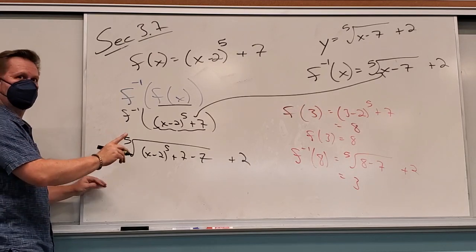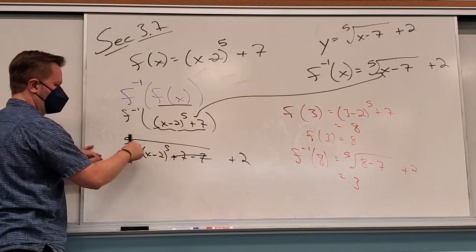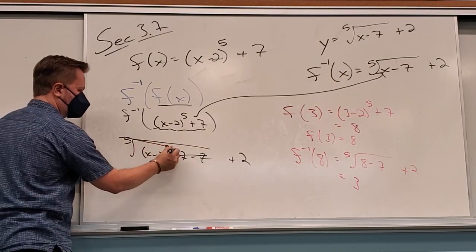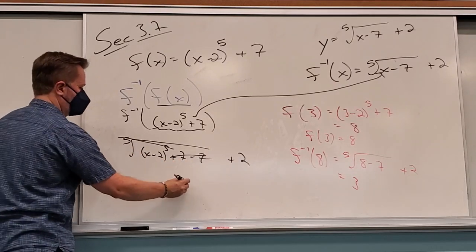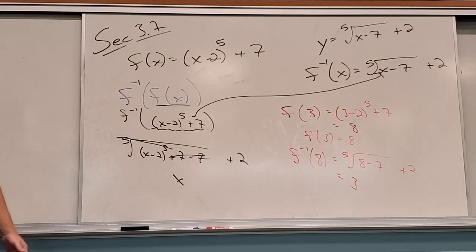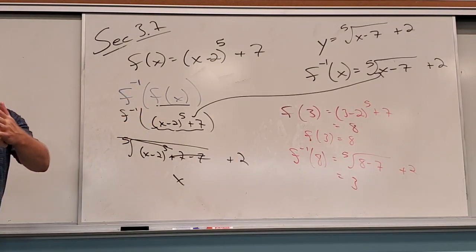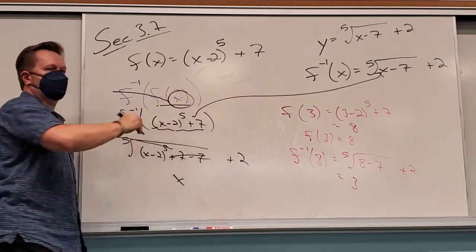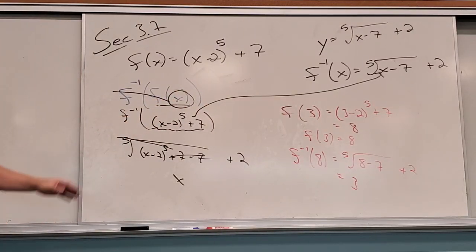Well, not at first. What has to happen first? These cancel. Fifth root of a fifth power cancels. x minus 2 plus 2. And you're left with x. Now, why would I expect that to happen? Because what should f inverse and f do to each other? They should kill each other. So I knew the answer was going to be x. I just wanted to put you through that.